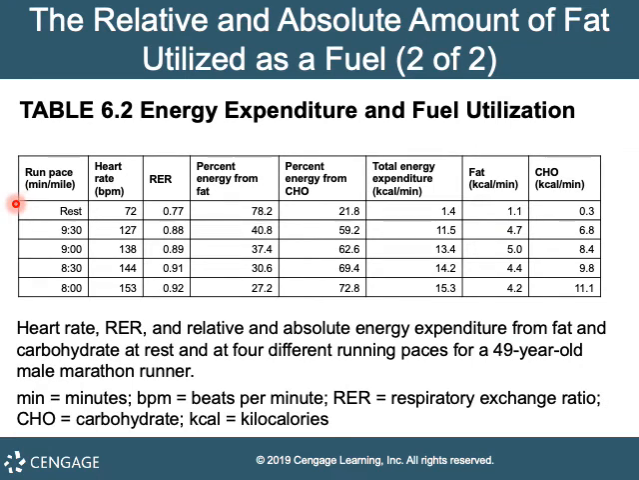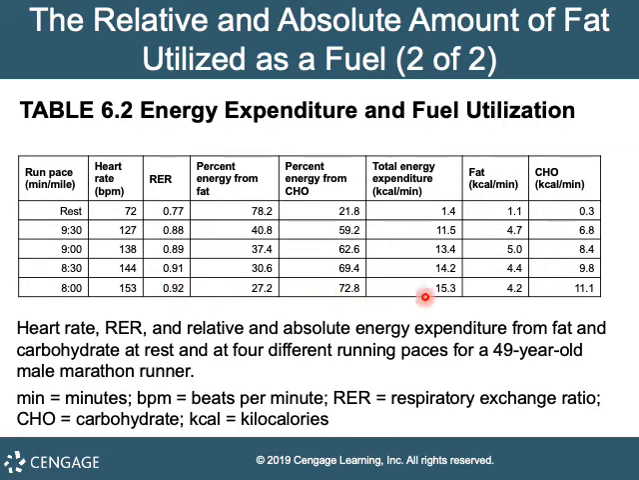This table shows the heart rate, respiratory exchange ratio, and relative and absolute energy expenditure from fat and carbohydrate at rest and at 4 different running paces for a 49-year-old male marathon runner. So you can see at rest, the respiratory exchange ratio is closer to 0.7, where there's higher utilization of fat for fuel. And as the pace increases, there's an increased amount of carbohydrate used for fuel.